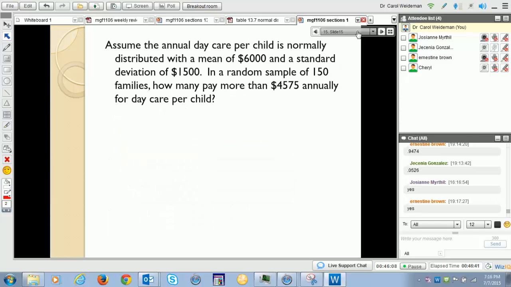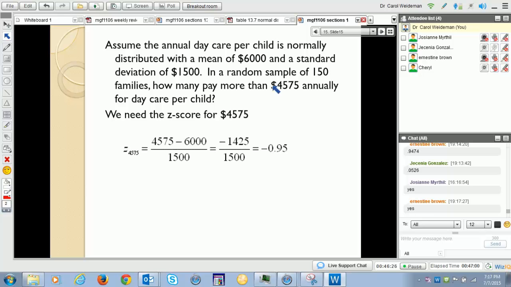Okay. Assume the annual daycare cost per child is normally distributed with a mean of $6,000 and a standard deviation of $1,500. In a random sample of 150 families, how many pay more than $45.75 annually for child care per child? All right, we need a z-score, and we need it for this number here. So $45.75 minus $6,000, the mean, divided by the standard deviation, gives us a z-score of negative 0.95.